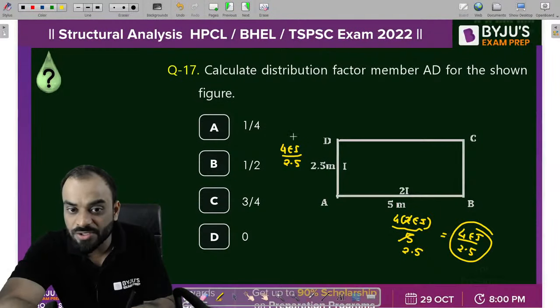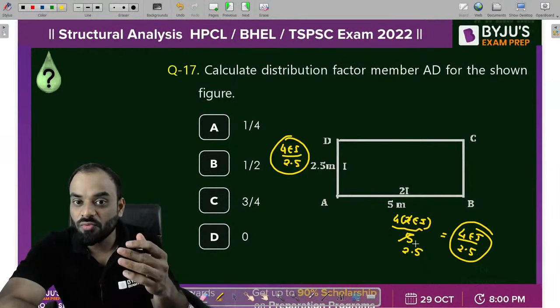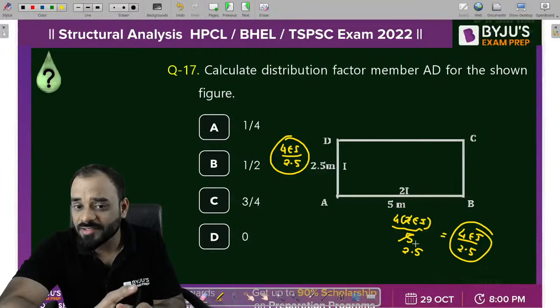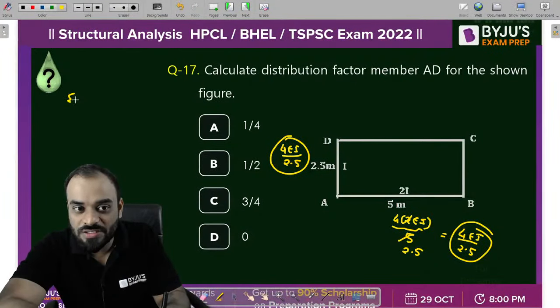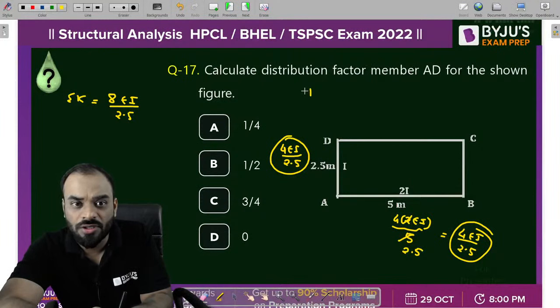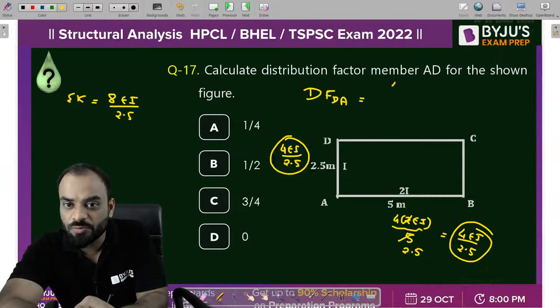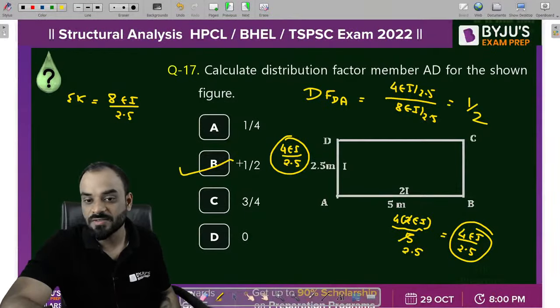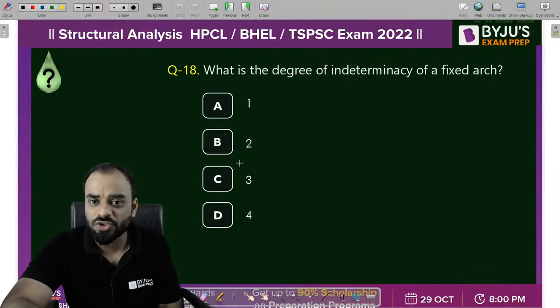Now, tell me, guys, there are two brothers who have the same strength. Then what should be the distribution factor? They will share the load half and half. Yes or no? So the total stiffness is nothing but you need to add both the values. You will get 8 EI by 2.5 and the distribution factor for DA is equal to 4 EI by 2.5 divided by 8 EI by 2.5. You will get 1 by 2. That means B is the correct answer. Very nice. Let's move to the next question.